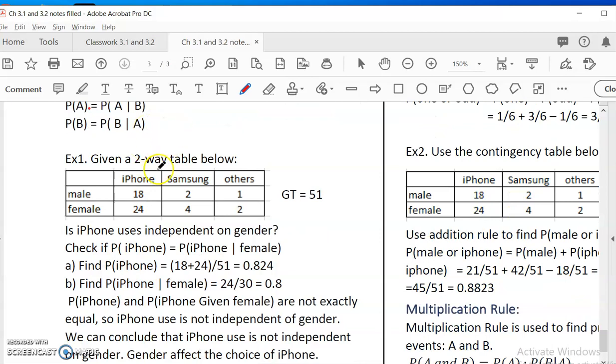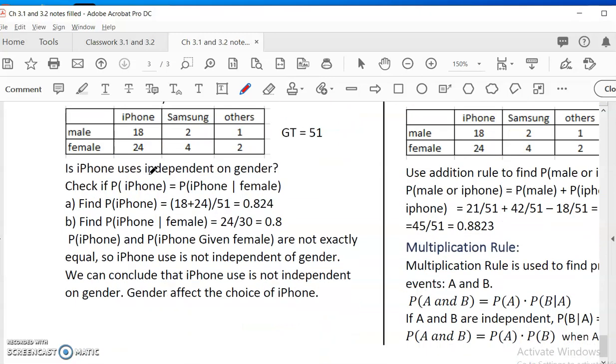For example, I have a two-way table below. We want to know if choice of phone is dependent on gender. They are both categorical: choice of phone is one categorical variable and gender is another. We want to know, if you are male or female, would your choice of phone differ? Is there any correlation? Do they relate to each other? Would more females choose iPhone versus the other, or the other way around? We want to see if this is true.